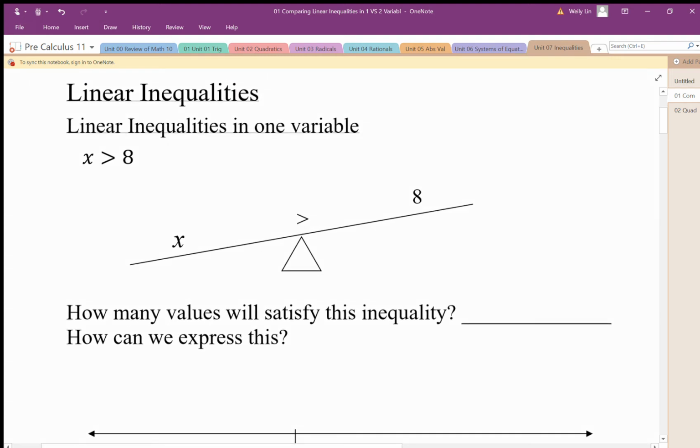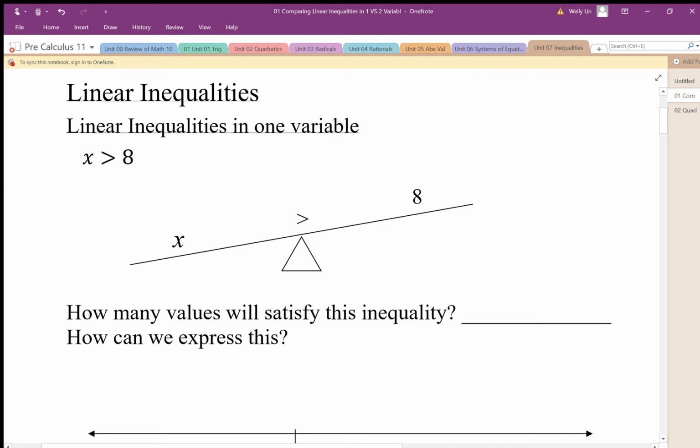So linear inequalities, we're going to look at linear inequalities in one variable and also two variables, and we're going to focus on what is the difference between the two. So first of all, linear inequalities in one variable. If we have a linear inequality in one variable, an example would be like this: x is greater than 8.